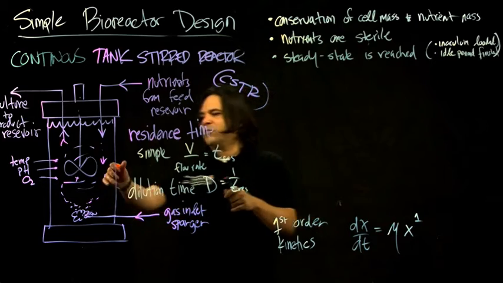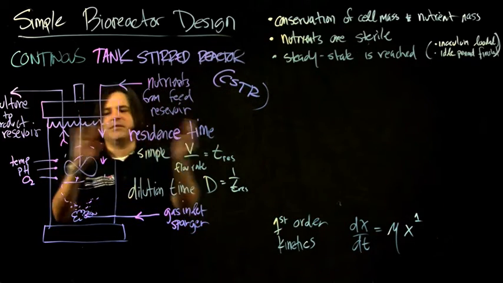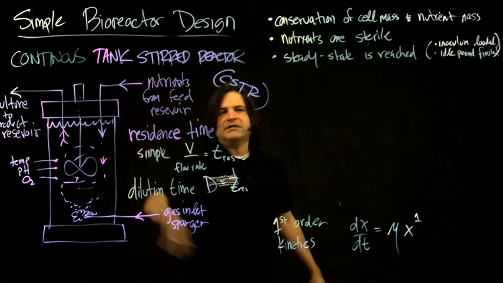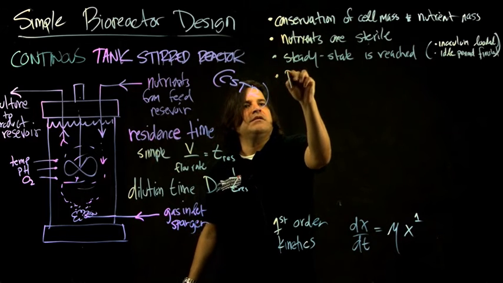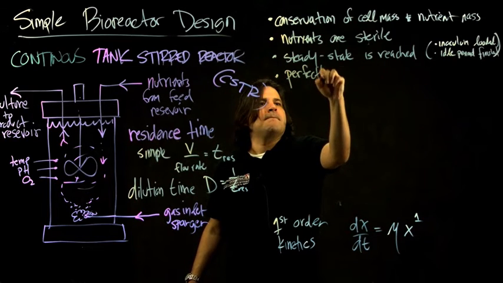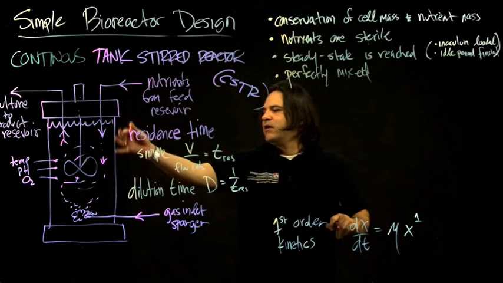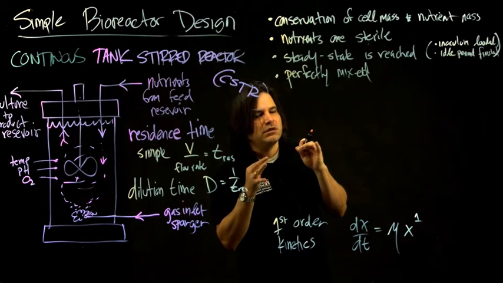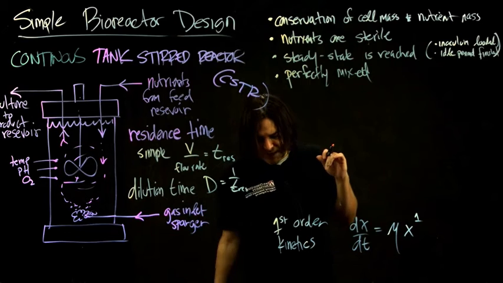And this reactor works nicely such that the temperature is evenly distributed, the nutrients are evenly distributed, all the gas is evenly distributed. So it's perfectly mixed, which is not easy. You need a good agitator, a good sparger, temperature control and such. And you need to regulate the pH if you need to.